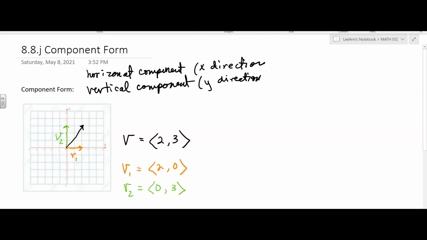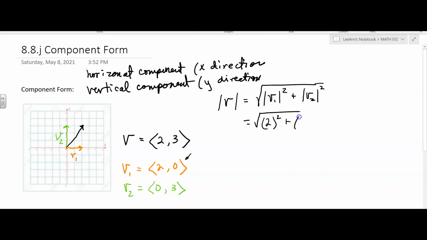So let me find the magnitude of v. The magnitude of v would be equal to the square root of the magnitude of v sub 1 squared plus v sub 2 squared. And we already have values for those. These are position vectors. You can find those values. But you're going to have, in this case, 2 squared plus 3 squared. And that's going to be the square root of 13. So that would be then the magnitude for that vector v.